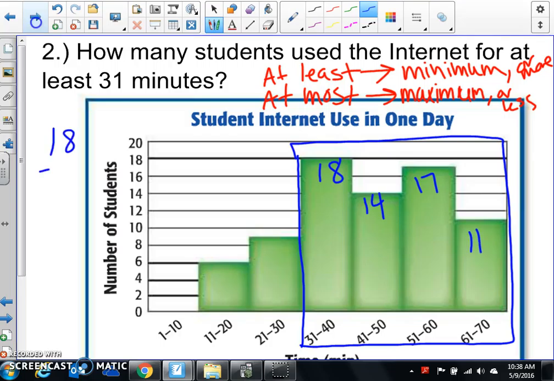So 18 plus 14 plus 17 plus 11. What does that give me? 12, 19, 20. Carry your 2, 3, 4, 5, 6. So 60 students.